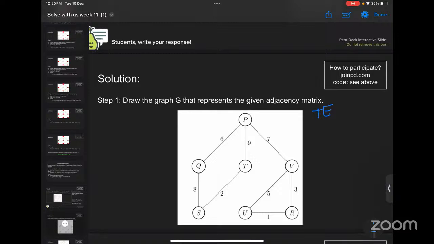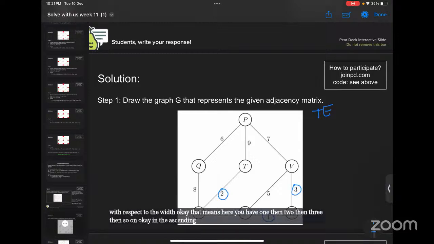Okay, shall I once brief the Kruskal method? Yes, ma'am. Okay. So in the Kruskal method, you first have to note all the vertices. Then, secondly, you have to note the edges in ascending order with respect to the weight. That means here you have 1, then 2, then 3, then so on. In ascending order, you have to note the edges.